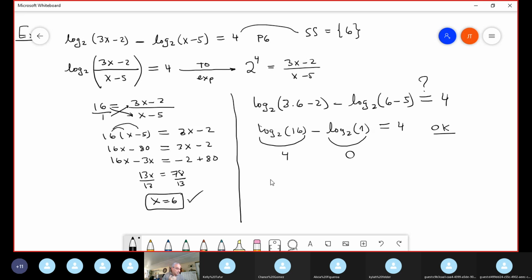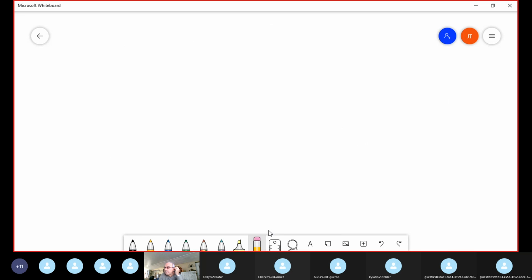Okay. One more logarithm equation. And after that, we go to the application, a word problem of the application, but easy. Easy. I promise that on Friday, I will send the review package for test 4. Okay? Example 3, logarithm equation.